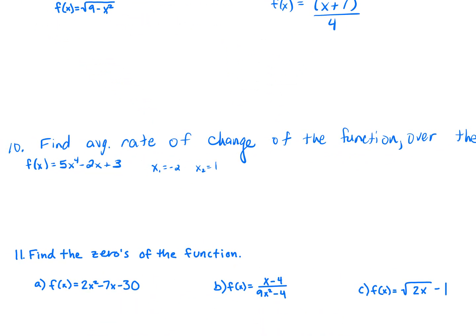So rate of change is slope. Remember what our slope formula is? How do you find m? y2 minus y1 over x2 minus x1. So it gives us an x1 and an x2, but we have to find our y1 and our y2.